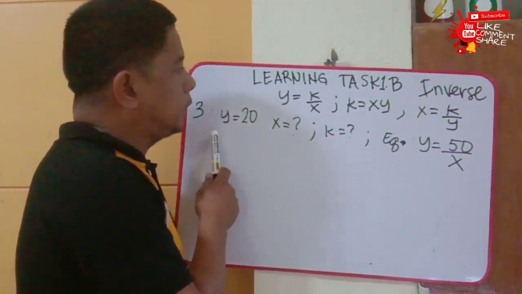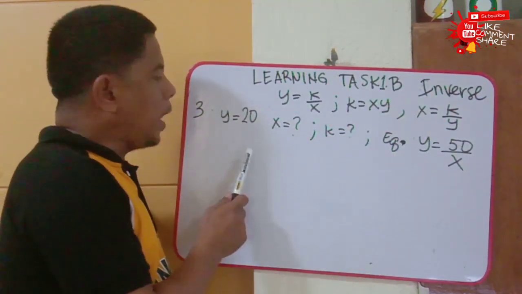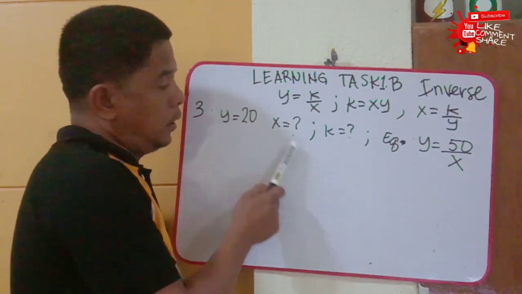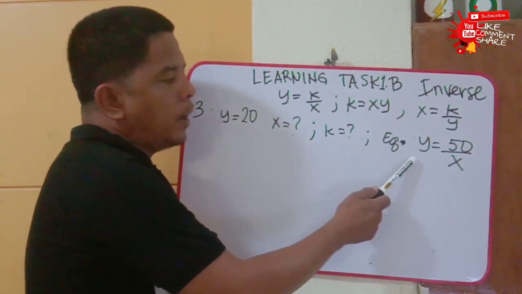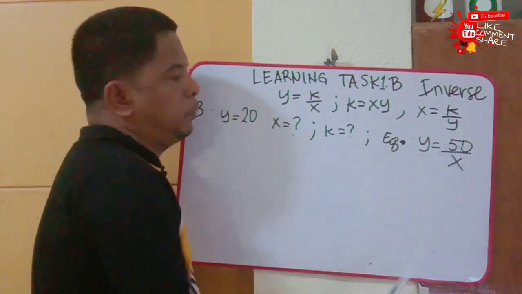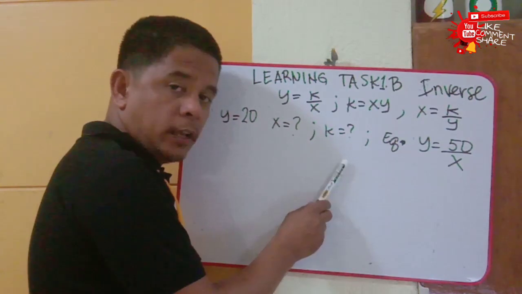Okay, question number 3 sa learning task 1B. So, our given y equals 20. What is x? What is the constant? Another given, the equation is y equals 50 over x. So, in this case, napakadali lang kunin ang constant.